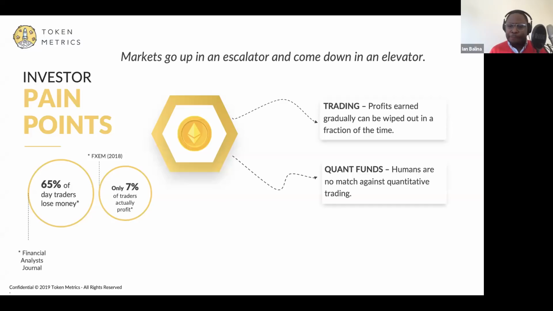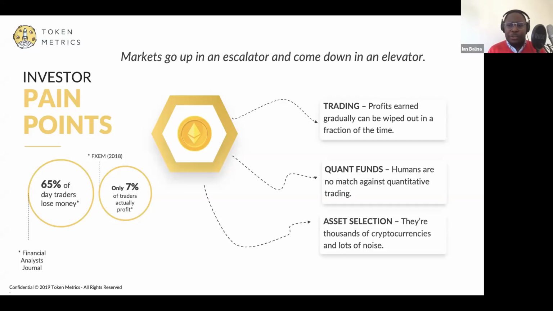In addition to that, quant funds. Humans are now competing with quantitative funds, meaning funds that invest with algorithms, with bots, with machine learning, with software, with all the resources in the world, and the average investor cannot compete with that. Lastly, there's so much noise in the space. There are over 1,000 cryptocurrencies out there. Who has time to do in-depth due diligence on every single cryptocurrency? This is a huge challenge. Asset selection is crucial. So when it comes to asset selection, quant funds, and trading, all of these are challenges that the average investor has to deal with.